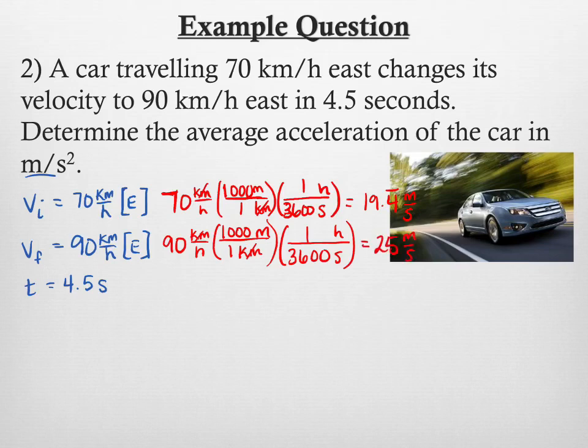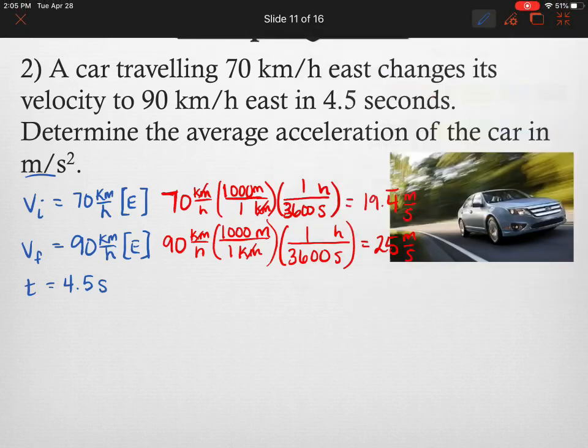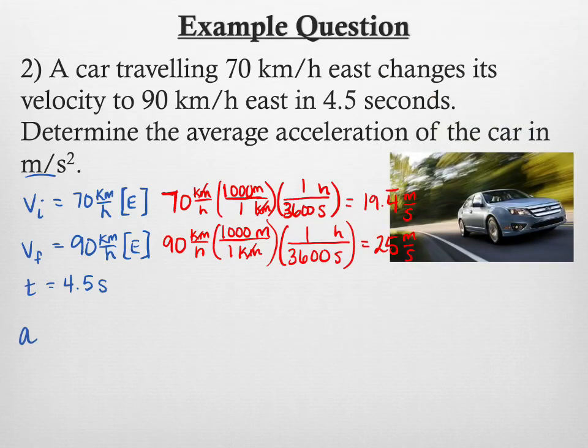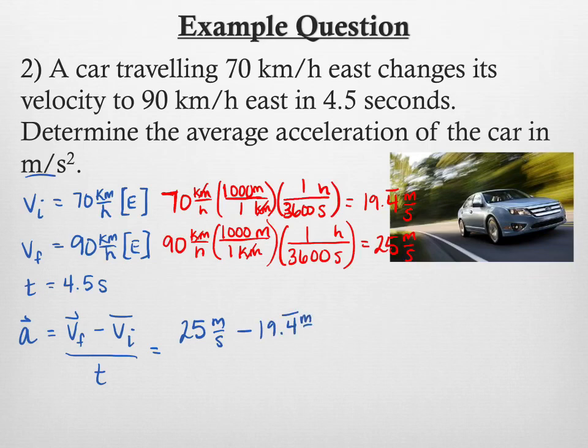Okay, so there we go. We get 25 meters per second when we do that. Now we have our initial and final velocity in meters per second, and our time in seconds, so we can go back to our acceleration formula and figure out how this works. Again, we know final velocity minus initial velocity divided by time. My final velocity was 25 meters per second. Then I'm going to subtract my initial velocity, which was 19.4 continuing meters per second.